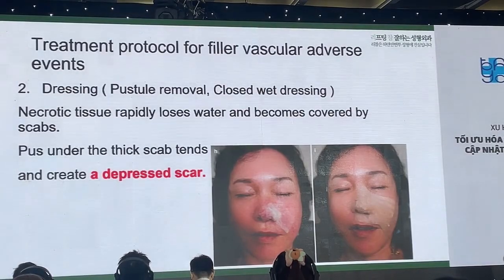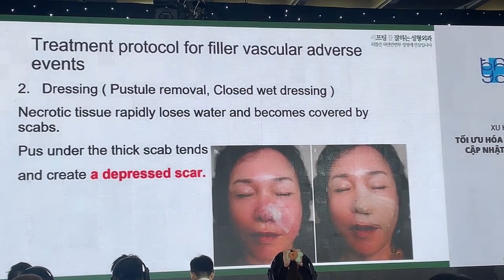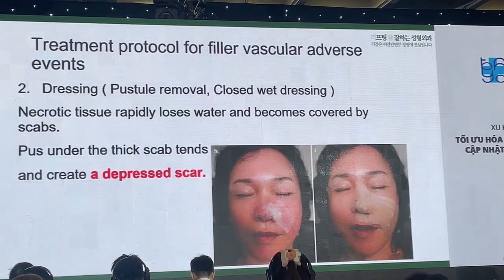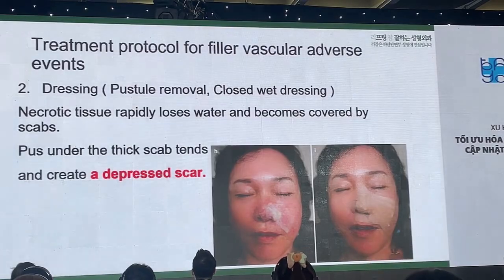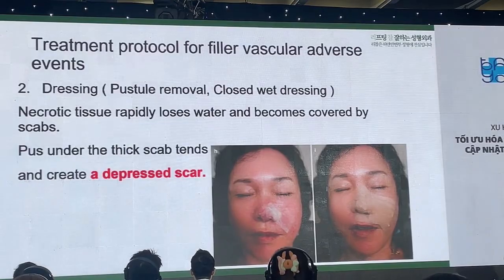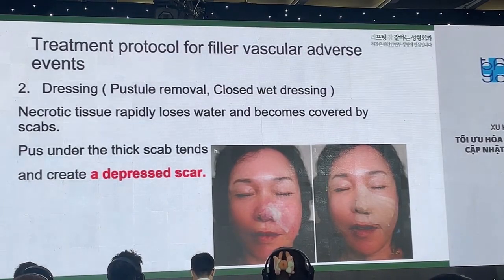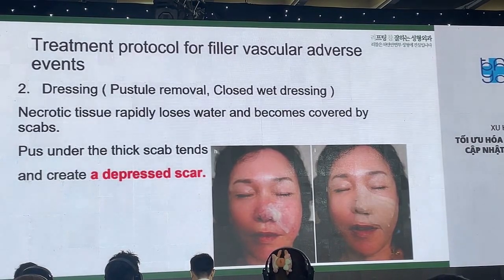Necrotic tissue rapidly loses moisture and becomes covered by a thick scab. Underneath the scab, pus can accumulate, destroying the subcutaneous layer and resulting in a depressed scar, which is significant for cosmetic outcome. So it's very important to remove pus, control bacterial overgrowth, and maintain a closed, moist wound environment to prevent desiccation and secondary infection.